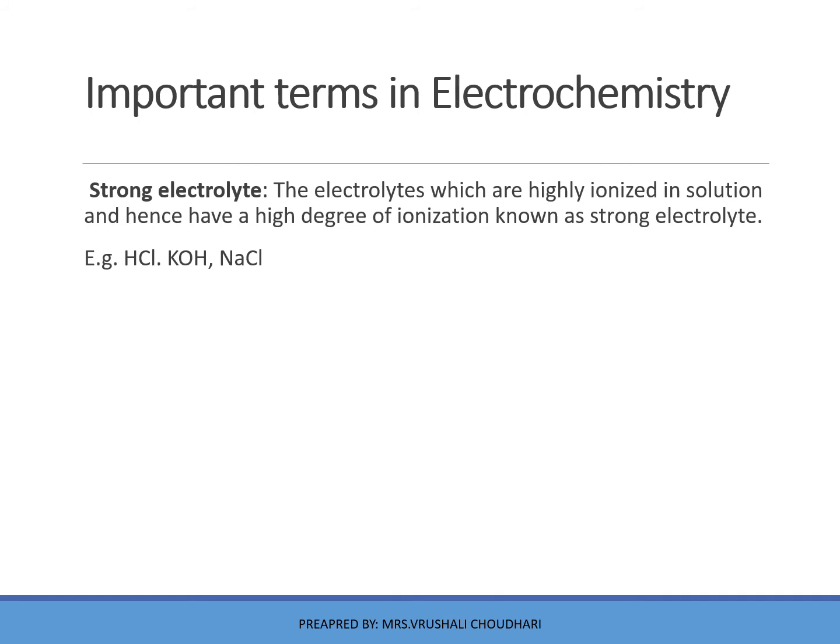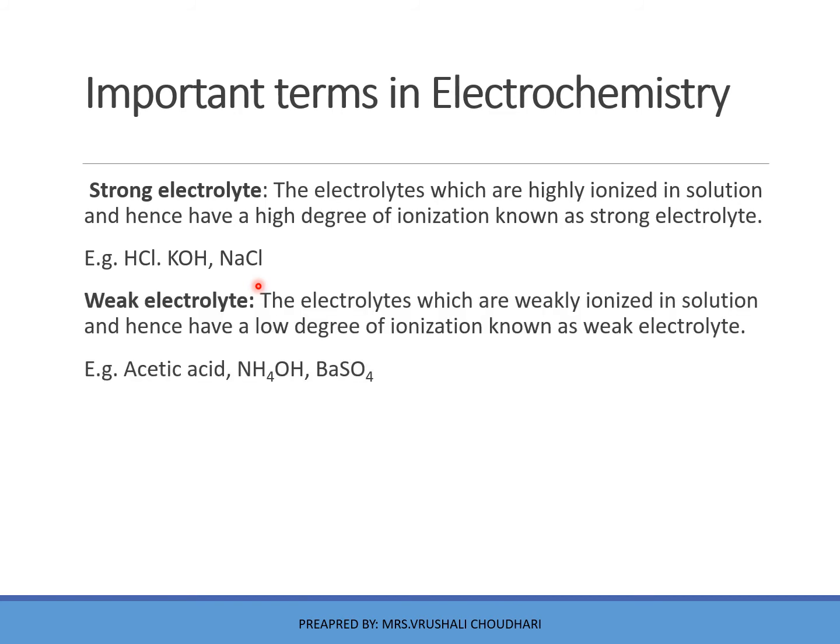Strong electrolyte. When a salt is completely dissolved in water and forms a high number of ions, it is called a strong electrolyte. High degree of ionization means the maximum number of positive and negative ions are formed. Examples: HCl, hydrochloric acid, KOH, NaCl. When these dissolve, they form a large number of cations and anions. So it is called a strong electrolyte.